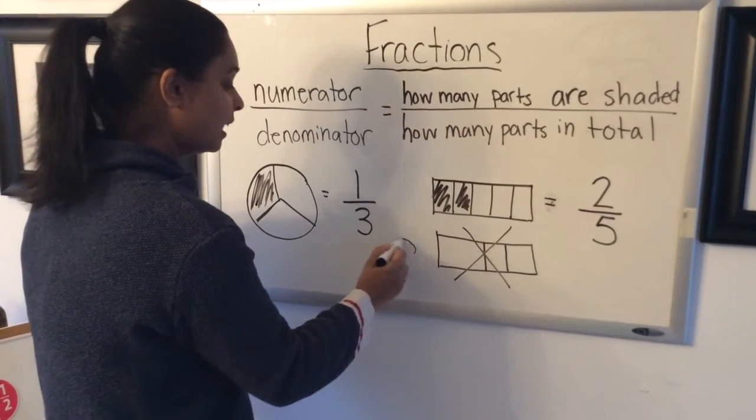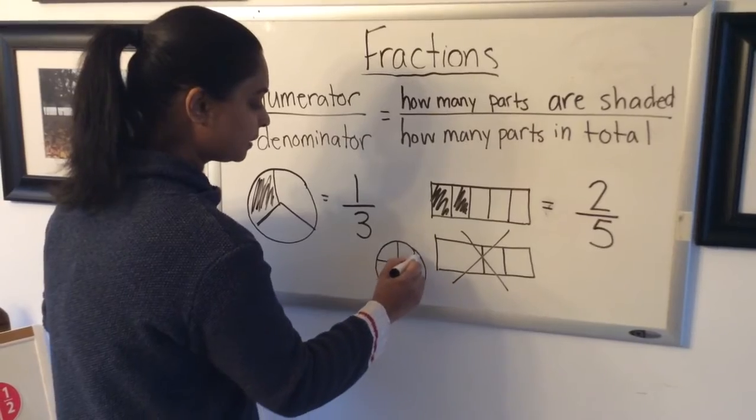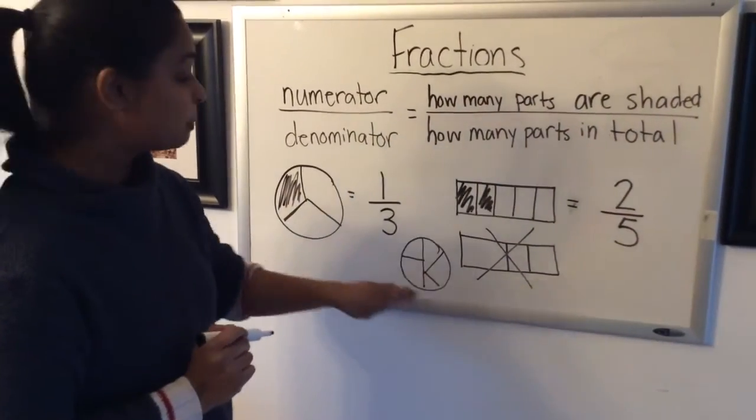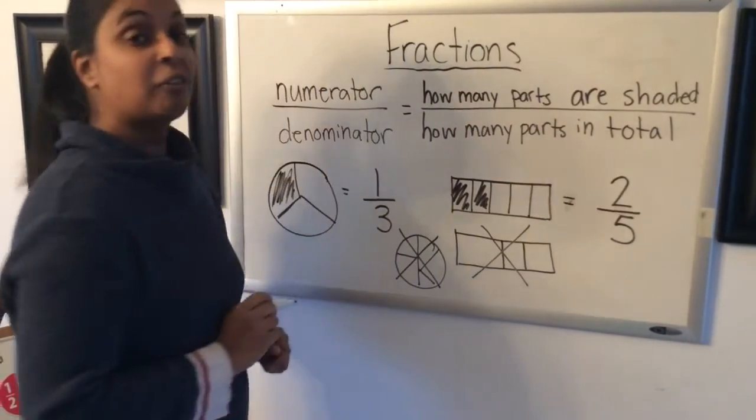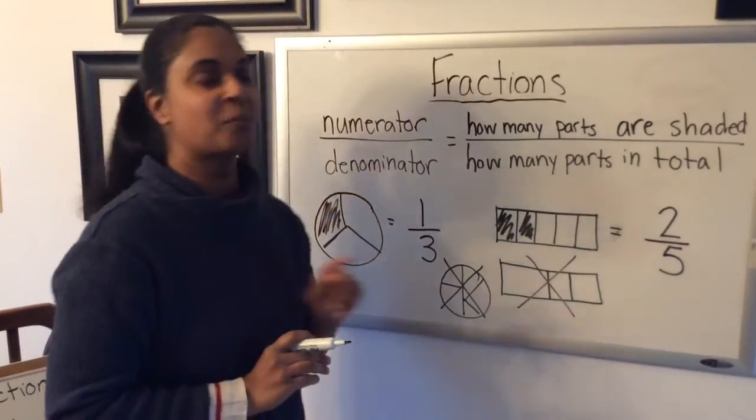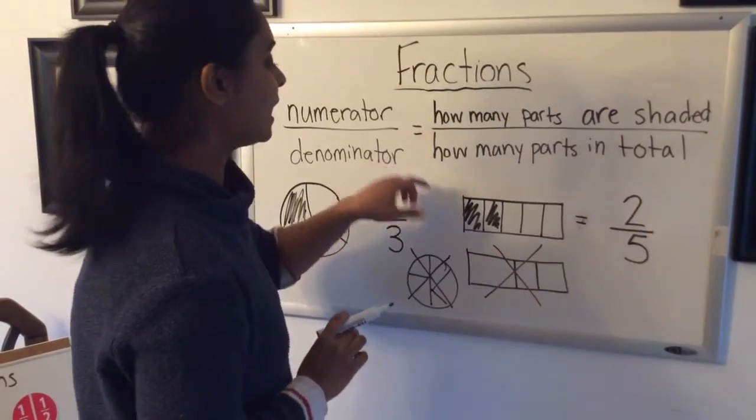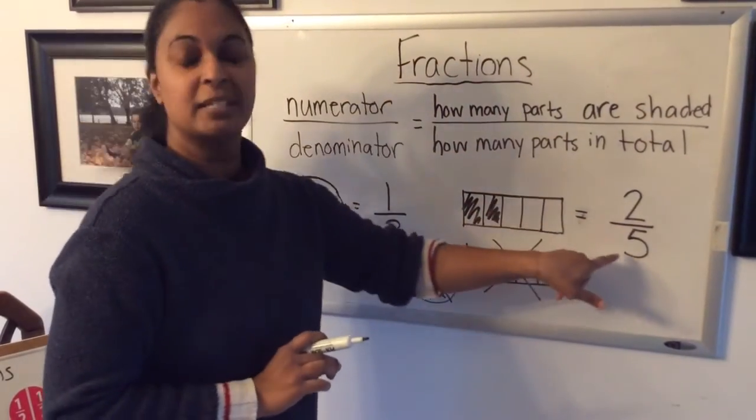If you see a model cut like this, okay, that does not work. Those parts are not all equal sizes. So you have to be very careful when you're using fraction models. You have to make sure, number one, that all the parts are the same size. And remembering that the number on top is how many are shaded, and the number on the bottom are how many in total.